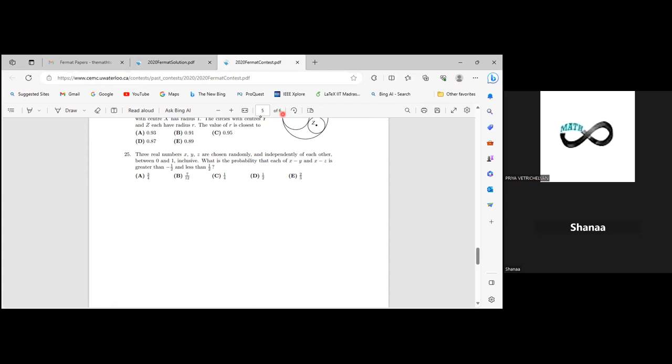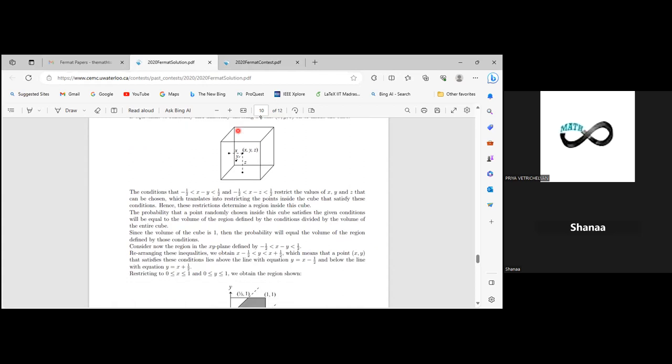What is the probability that each of x minus y and x minus z is greater than minus 1 by 2 or less than 1 by 2? So they gave us some condition, which is a restriction. You can write it like this: x minus y varies from minus 1 by 2 to plus 1 by 2. x minus z also varies from minus 1 by 2 to plus 1 by 2. So we restrict the values of x, y, and z that can be chosen, which translates into restricting the points inside the cube that satisfy these conditions. Hence, these restrictions determine regions inside the cube. So we are going to find the area inside the cube. Is it clear?